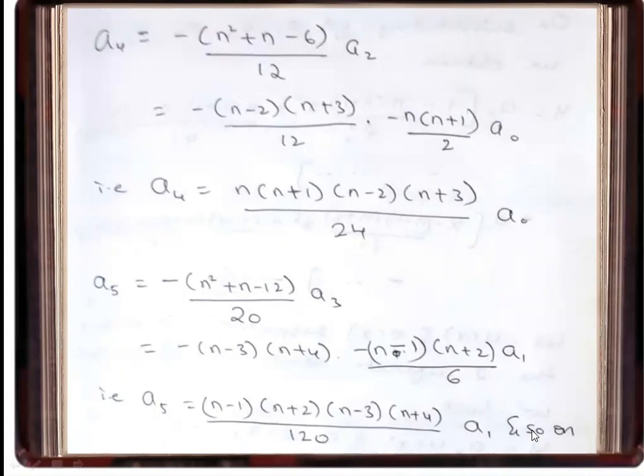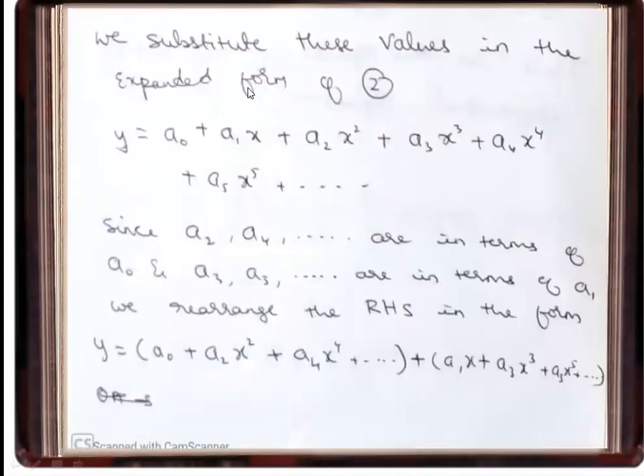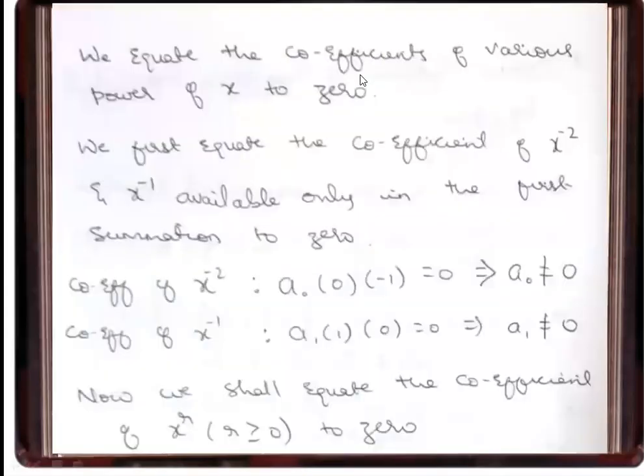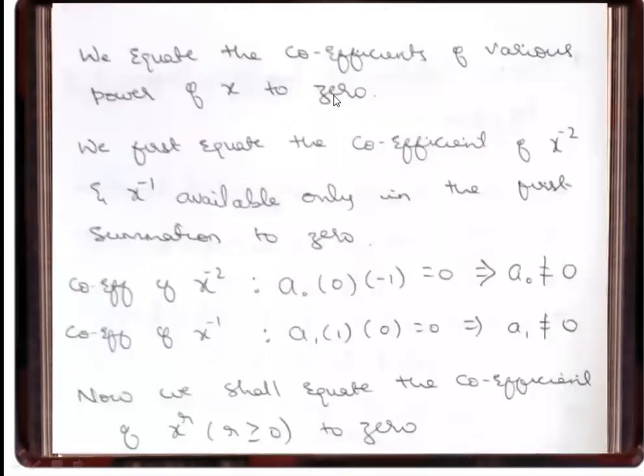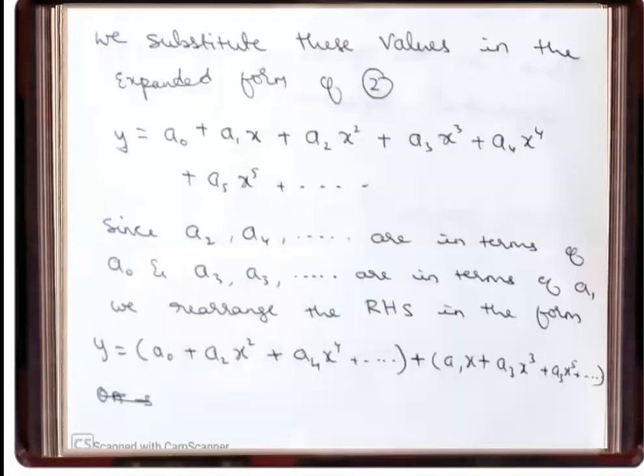So next we shall substitute these values in the expanded form of equation 2. What is our equation 2? Let us refer to equation 2. So this is our equation 2. We have assumed the series solution of the given differential equation. So if you expand this summation, what will you get? a naught into x to the power r, that is a naught plus a1 into x plus a2 x square plus a3 x cube. In this way you get when you expand the summation. So here I have written equation 2 in the expanded form of the series.